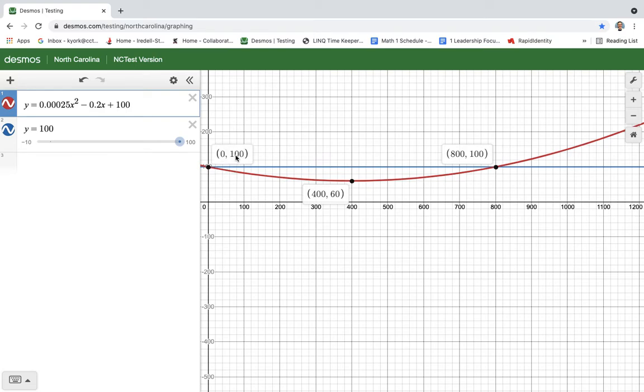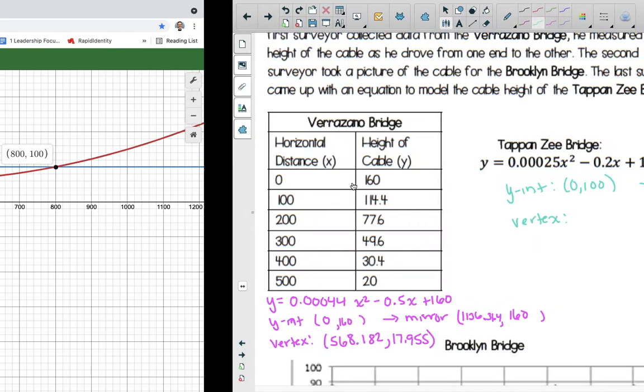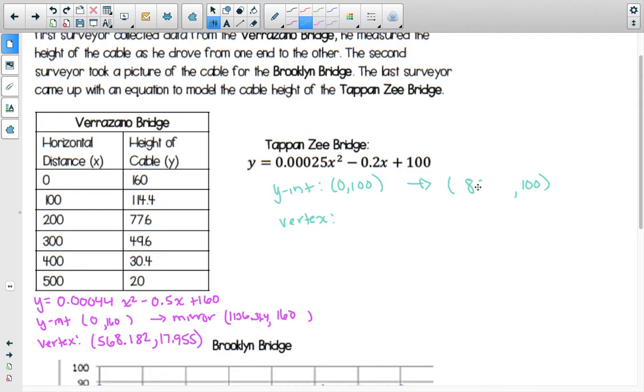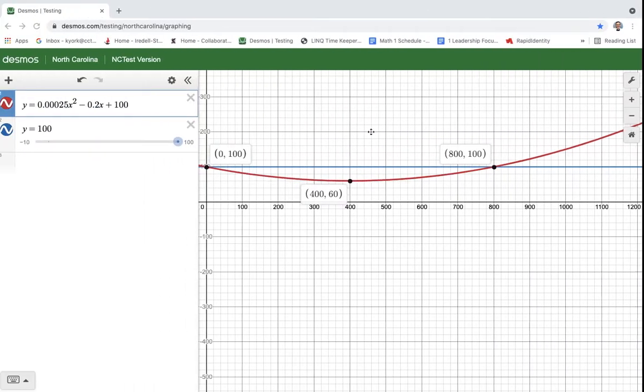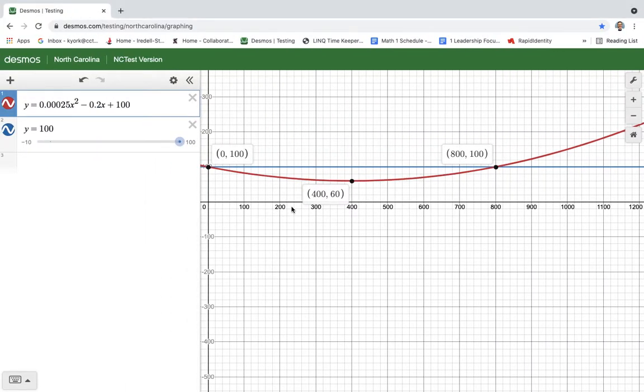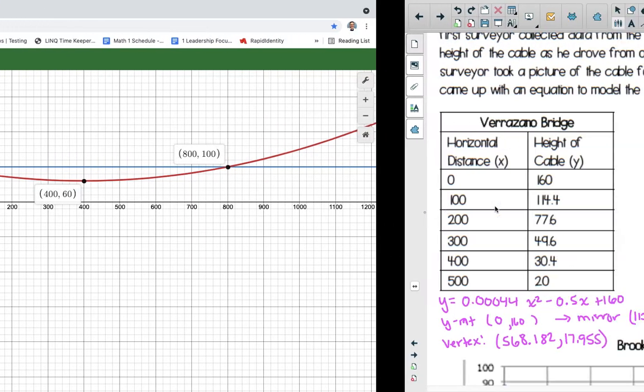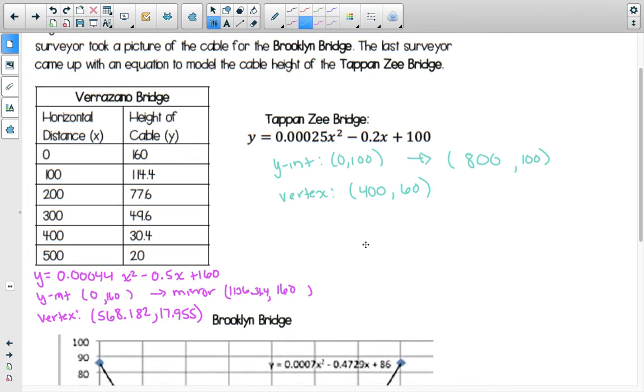So we have the y-intercept at 0, 100. The mirror is at 800, 100, so that means that this goes 800 feet between posts, and then 400, 60. So this would be 800, 100, and the vertex was 400, 60. So that's 60 feet above the ground is where the bridge cable stops. So this would be the ground. This would be one post of the bridge, and this would be the other post of the bridge. So we have all pieces of information from the Tappan Zee Bridge.